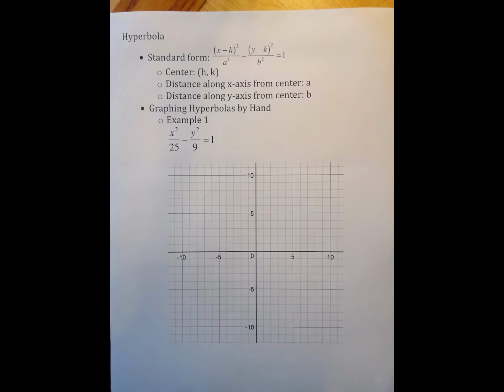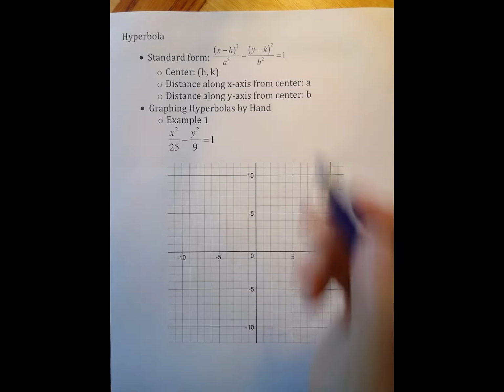These notes are on hyperbolas. So the standard form for a hyperbola looks like this. The only difference between the equation for standard form of ellipses and hyperbolas is the minus sign in the middle. That gives it a different shape. All the other numbers represent the same thing in terms of graphing these hyperbolas. So let's go right to an example of graphing.